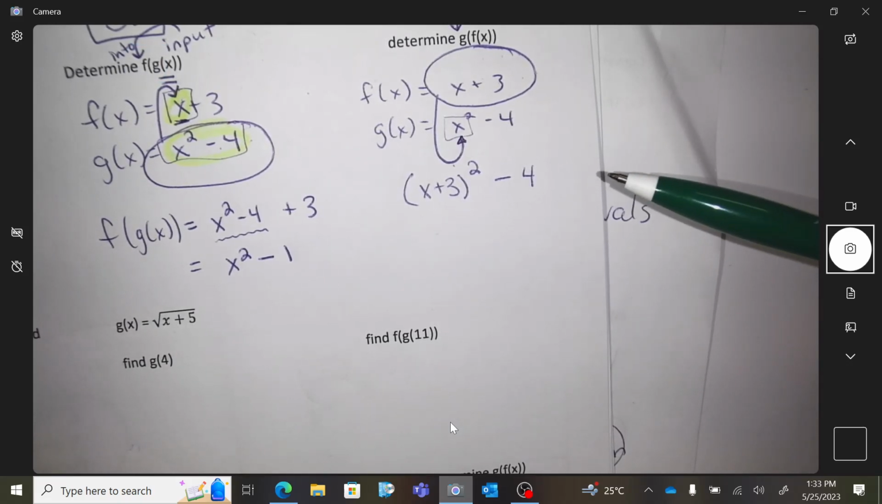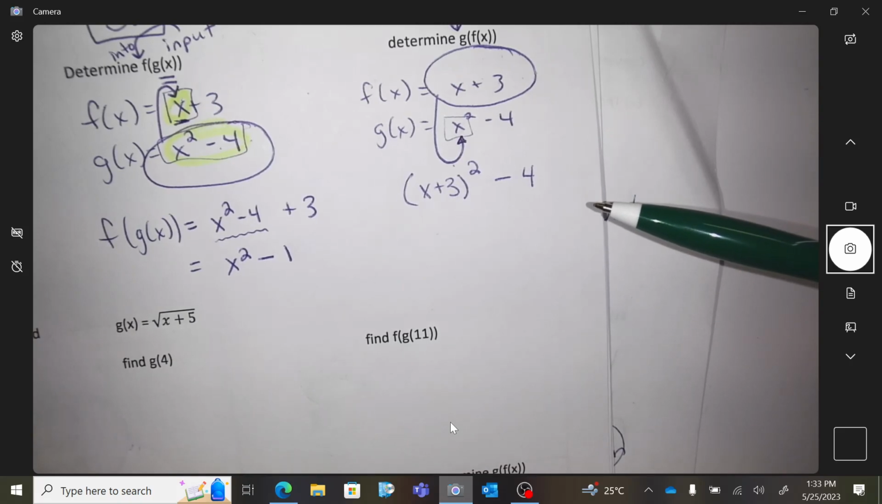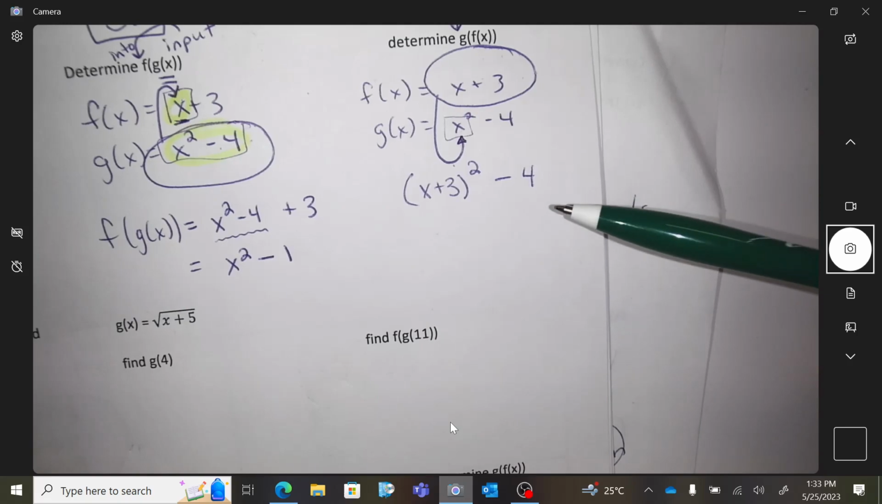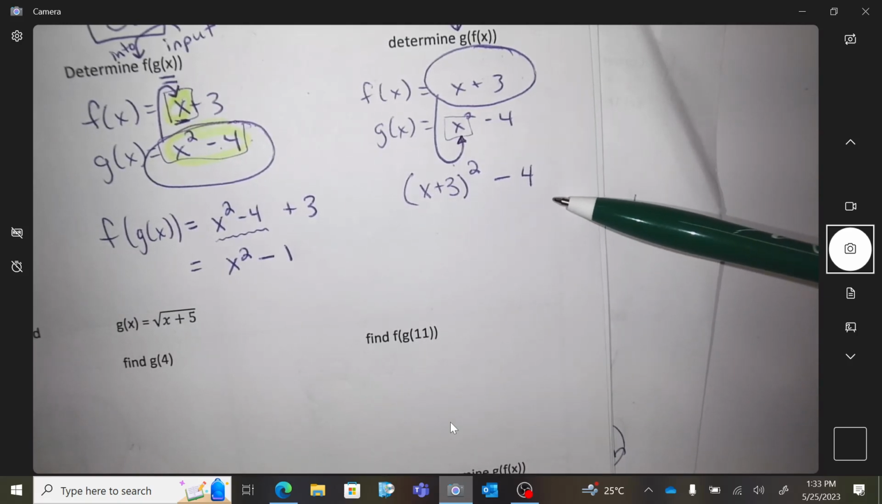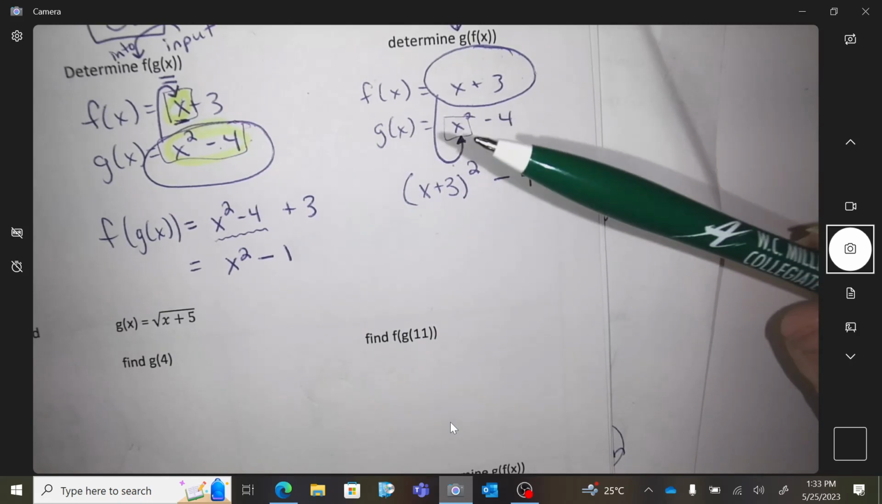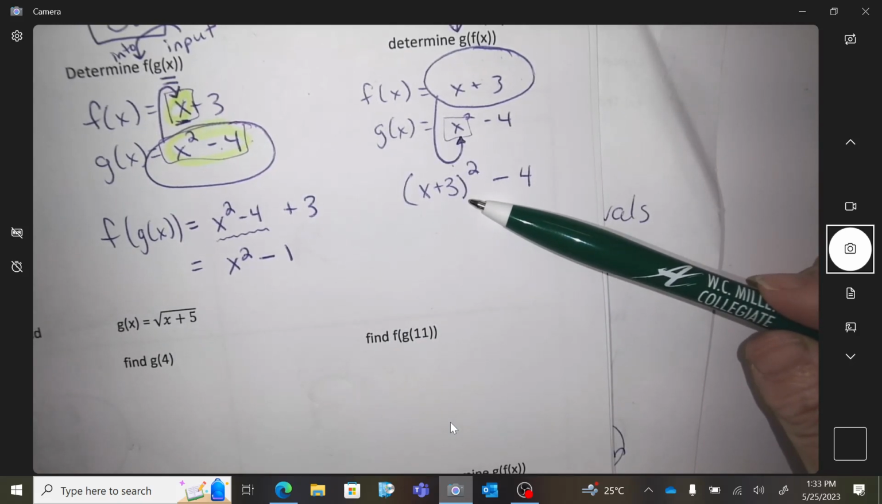Okay. Can we write it as x squared plus 9? I'm going to get to that. I'm going to ask you to simplify this on the test, so you have to go further. I'm going to get you to square this. When you square it, the answer is not x squared plus 9. Squaring this is not x squared plus 9.